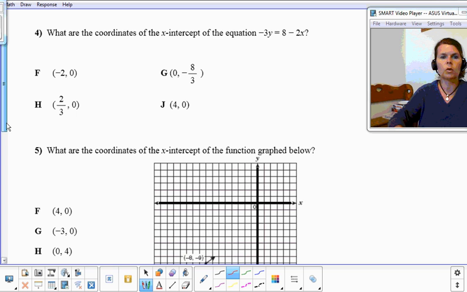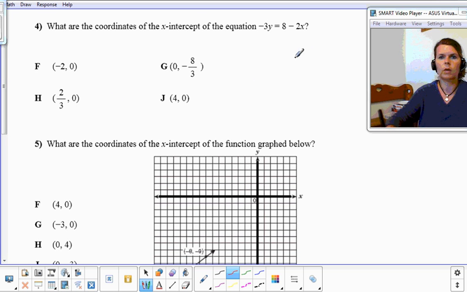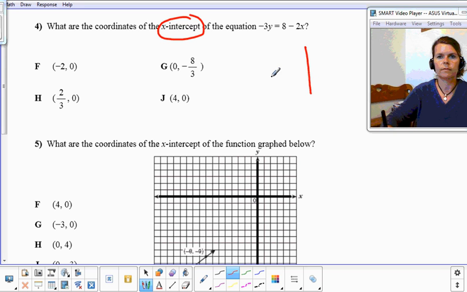Okay, what are the coordinates of the x-intercept of the equation negative 3y equals 8 minus 2x? So we're looking for the x-intercept. If we're on a graph, x, y, x-intercept, let's say it's there. That coordinate would be like, let's say, 2, 0. Or if it's over here, let's say it might be negative 5, 0. Well, what do these two things have in common? Notice, for our x-intercept, our y is always 0. Easy. Just take out the y and put in 0. So negative 3 times 0 equals 8 minus 2x.